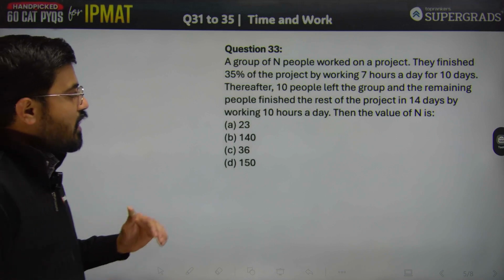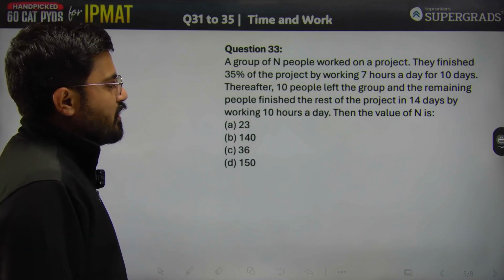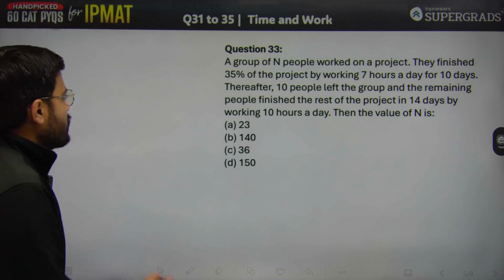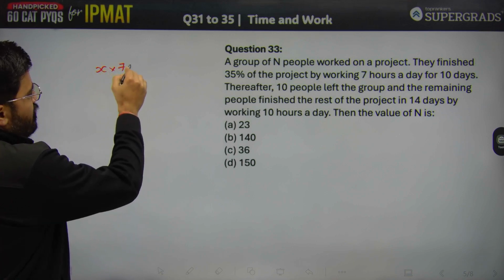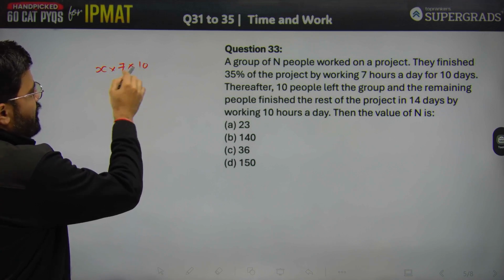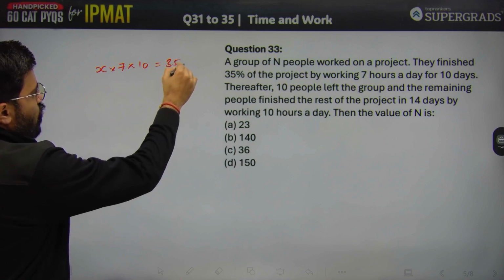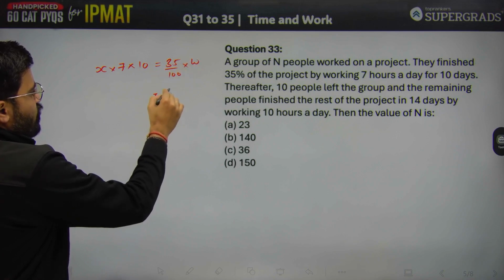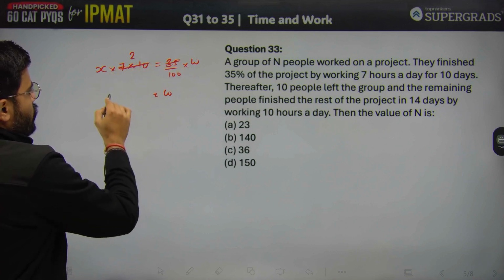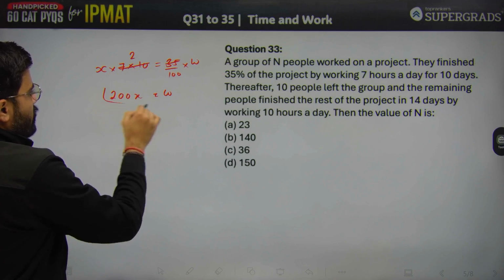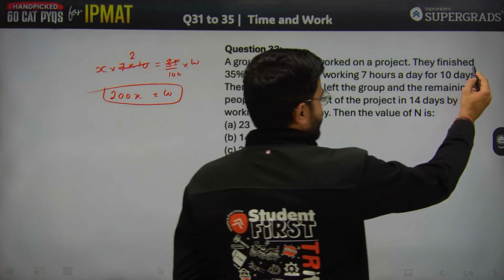So what is given here? A group of N workers worked on a project. They finished 35% of the project by working 7 hours a day for 10 days. So let the efficiency of a worker be 1 and the number of workers x. M1 D1 H1 is equal to 35% of work. From here I can get the total units of work. So this cancels, 35 as 2. So 200x is the total work. So you got the work in terms of x. We are sorted till here.